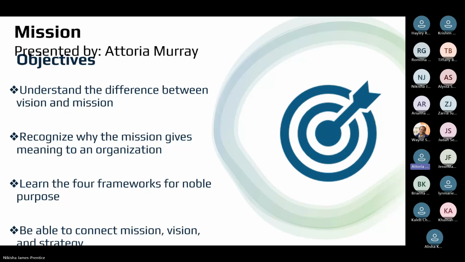The objectives I would like to cover in my presentation are to understand the difference between vision and mission, recognize why the mission gives meaning to an organization, learn the four frameworks for noble purpose, and be able to connect mission, vision, and strategy.